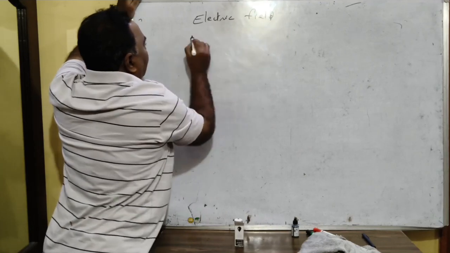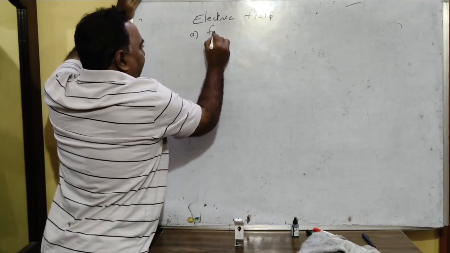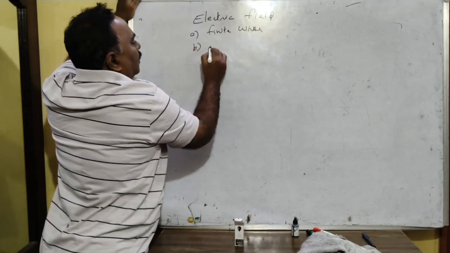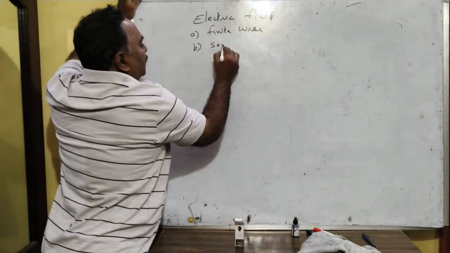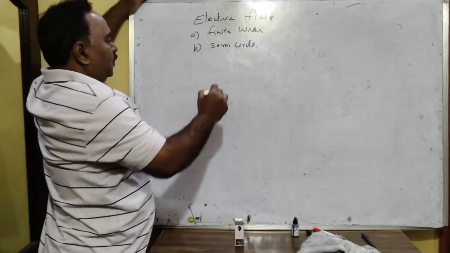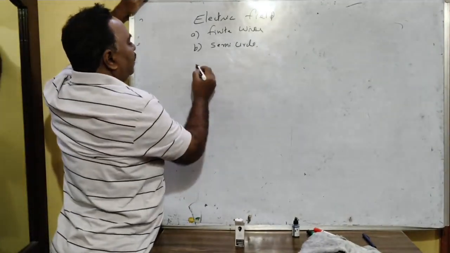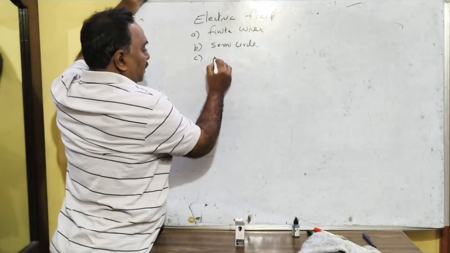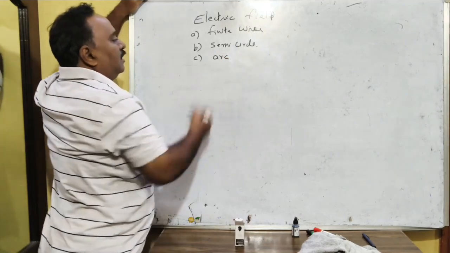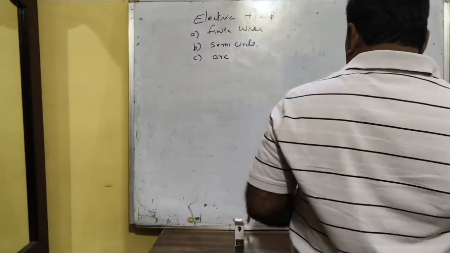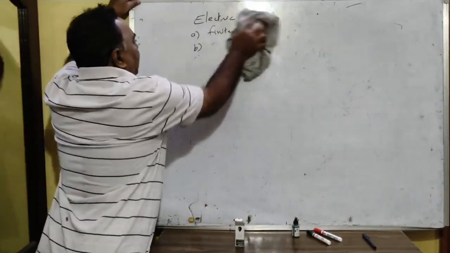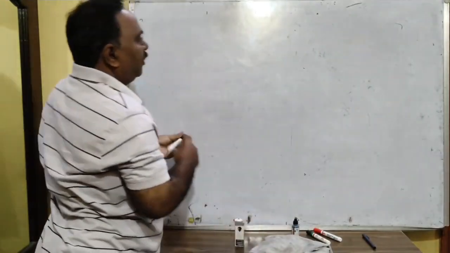Electric field due to a finite wire and semicircle. Okay, uniform charge distributed on a semicircular wire, and electric field due to an arc. Arc means any part of the circle on which the charge is distributed. Because of these three, briefly we will discuss first, later we will do some problems.